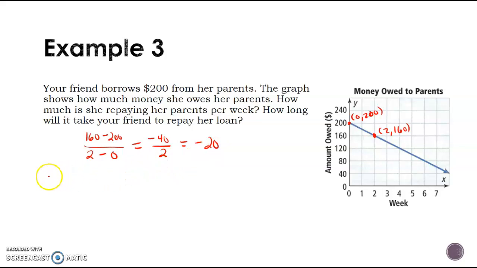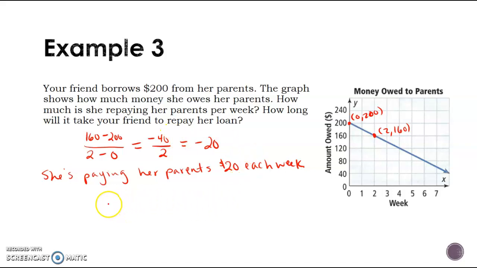So what that means is she is paying her parents $20 each week. So that answers the first question. How much is she repaying her parents per week? The second question, how long will it take her to repay her loan? Well, we know that her total loan is $200, and we know that we are paying $20 per week. So I'm going to take 200 divided by 20, and that is going to give me 10.